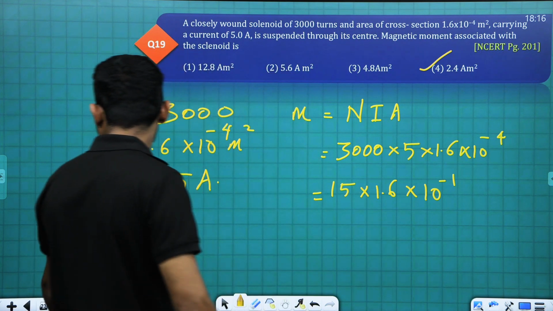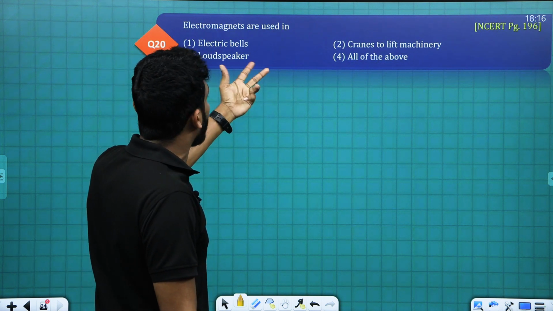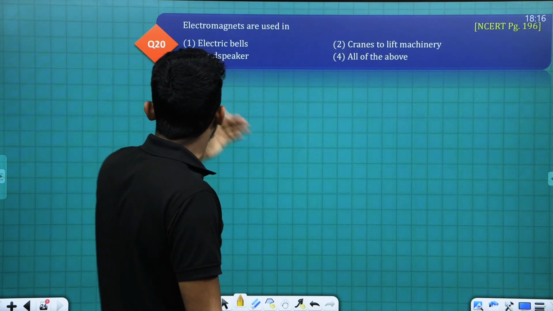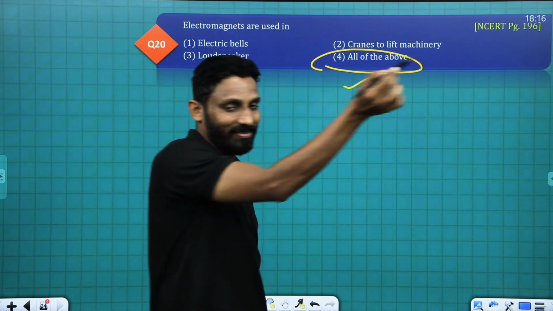Good. The last question is, electromagnets are used in electric bells, okay, cranes to lift machinery, okay, loudspeaker, okay. All of the above is the answer, right?